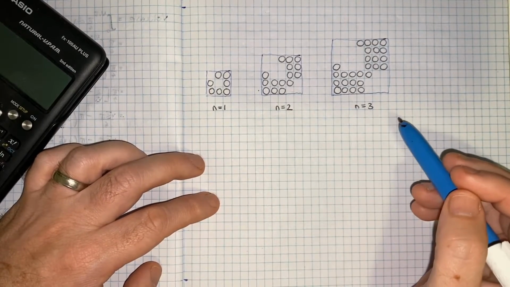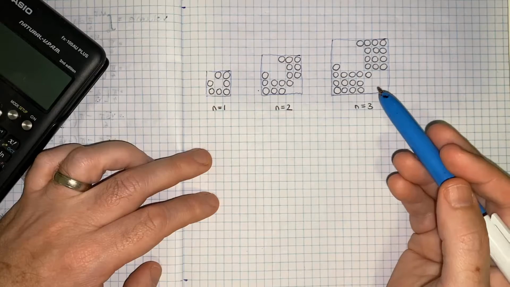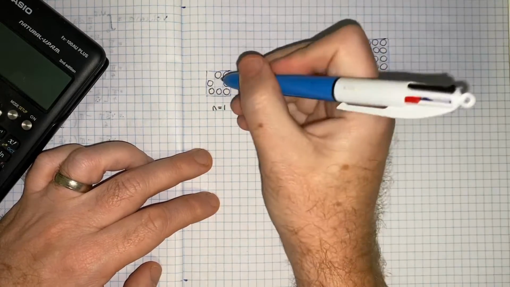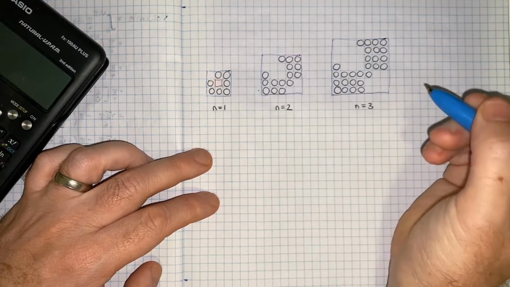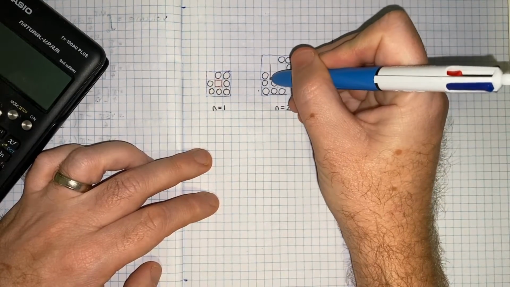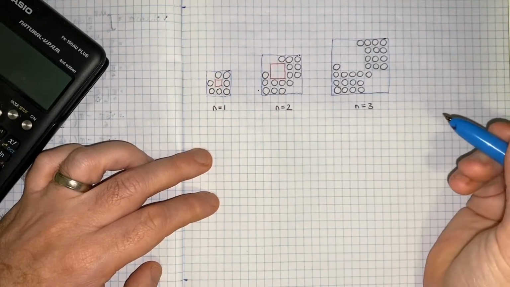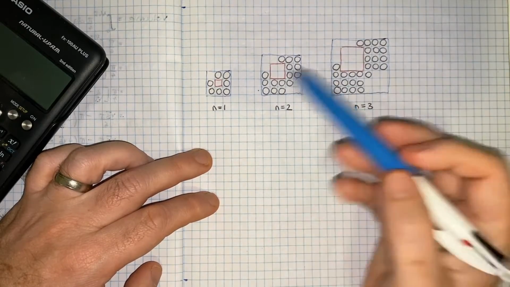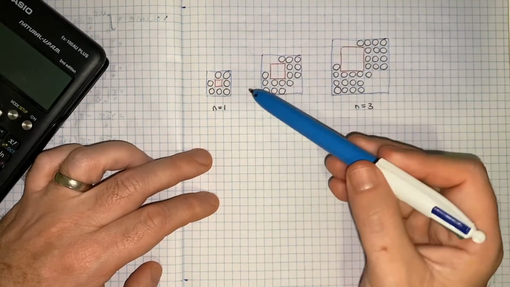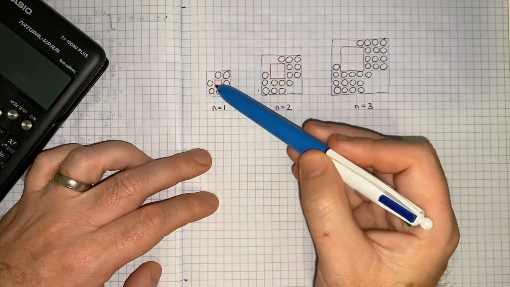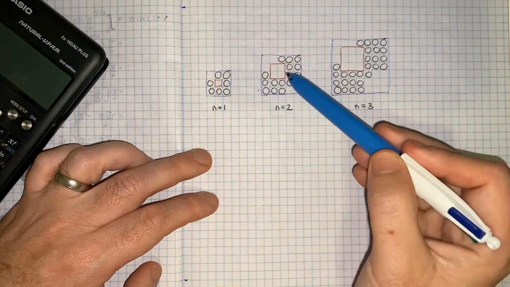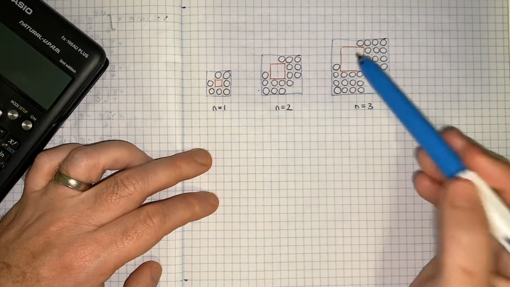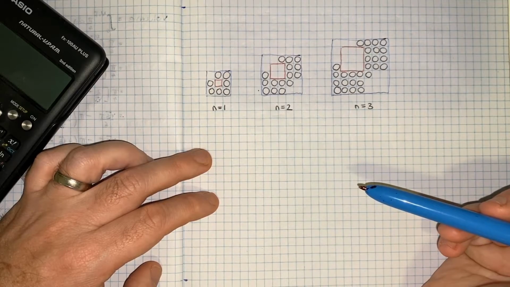But before I do that, some of the other things I noticed just visually is that there's always a center square. Here we've got a center square of size 1. Here we've got a center square that's 2 by 2. And here we've got a center square that's 3 by 3. I noticed that the center square follows a pattern where it's always the number n squared: 1 squared, 2 squared, 3 squared, and so on. I thought that might be helpful for our pattern spotting.